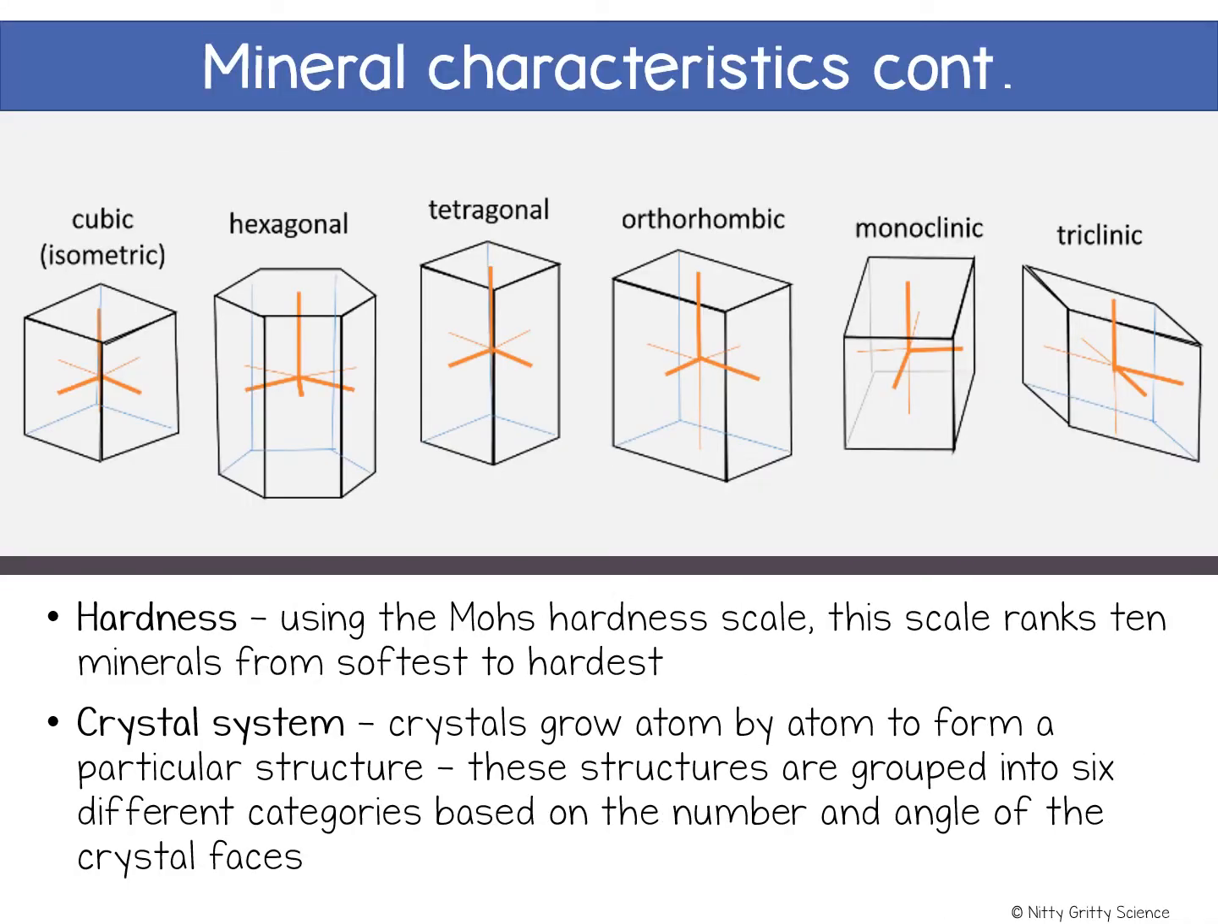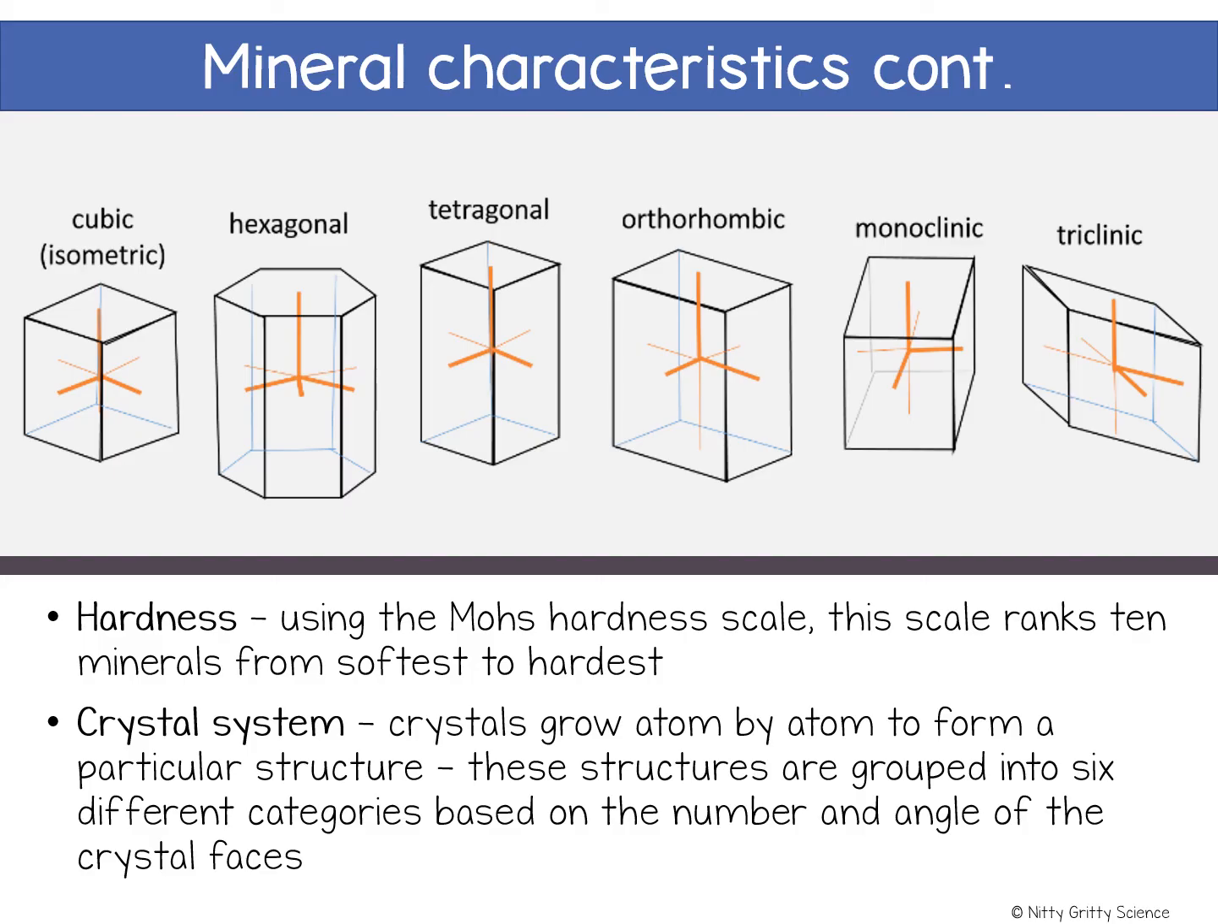Hardness of a mineral is the resistance of a mineral to be scratched. A German mineralogist by the name of Friedrich Mohs developed a scale to compare the hardness of different minerals. The Mohs hardness scale ranges from 1 to 10, with the hardest value being 10 and the softest value being 1.